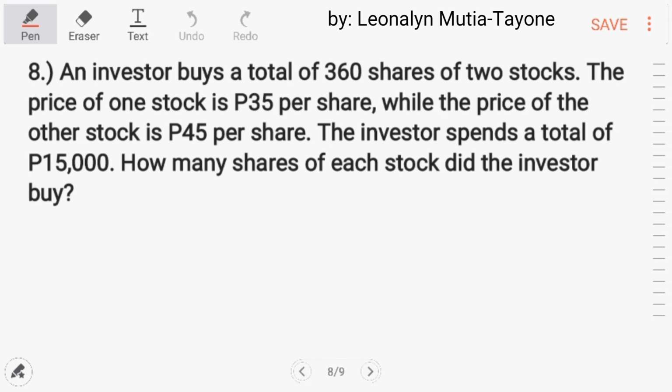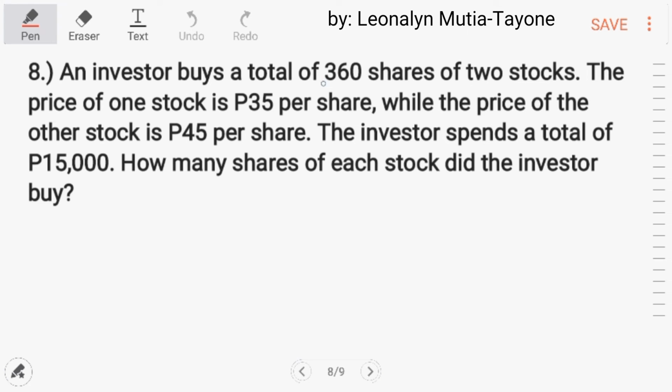Number 8. An investor buys a total of 360 shares of 2 stocks. The price of one stock is 35 pesos per share, while the price of the other stock is 45 pesos per share. The investor spends a total of 15,000 pesos. How many shares of each stock did the investor buy?